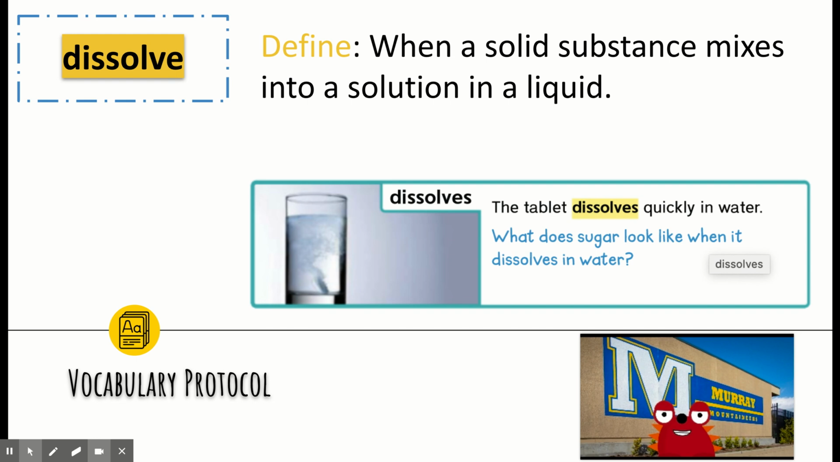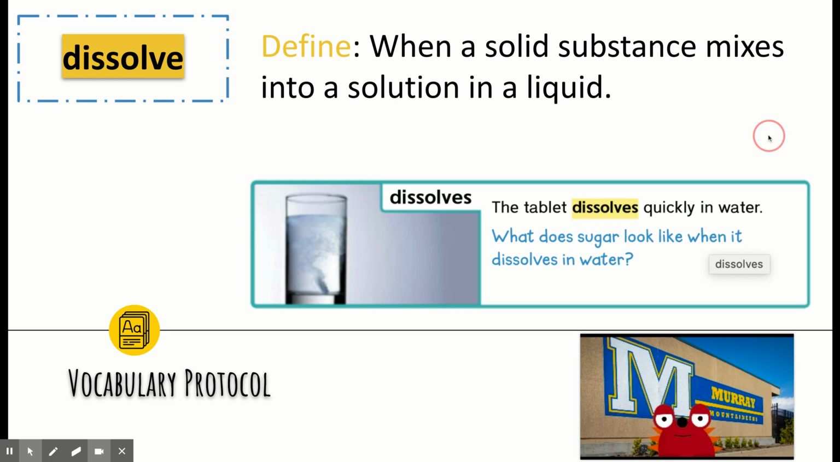And I want to explain, if you put sand in water, you will still see the sand. It does not dissolve. But if you put sugar in water and mix it, you will no longer see the sugar. So the sugar is a solid substance and it mixes into the solution.